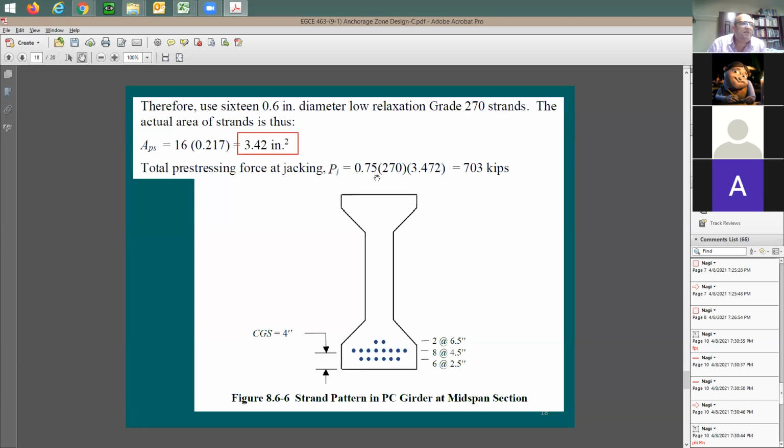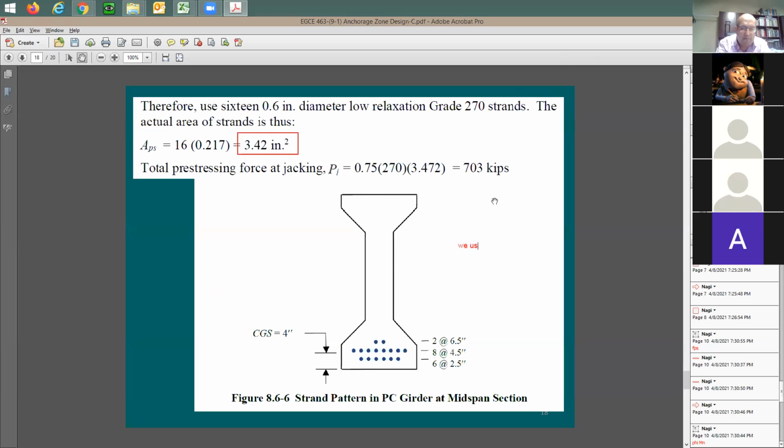Let's say that PI is going to be roughly 0.75 times 270 KSI. What is the magic number that you use instead of 0.75 times 270? Can someone remind me, please? What number do we use instead of 0.75 times 270? What is FPI that we usually used to use? What is the FPI value that we usually use? 189? Yeah, 189 KSI.